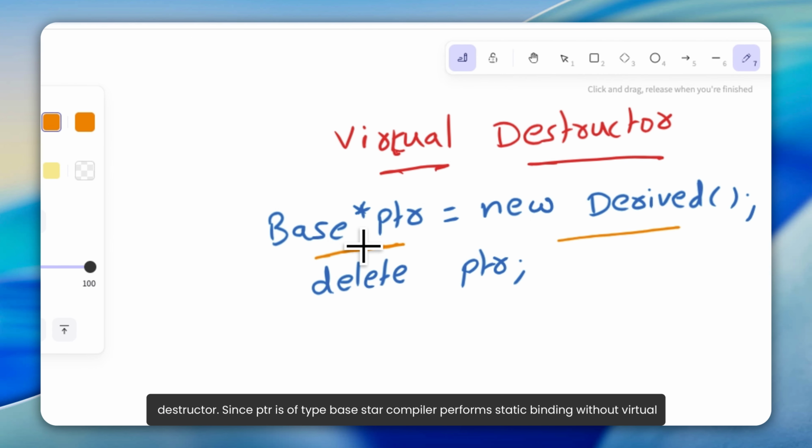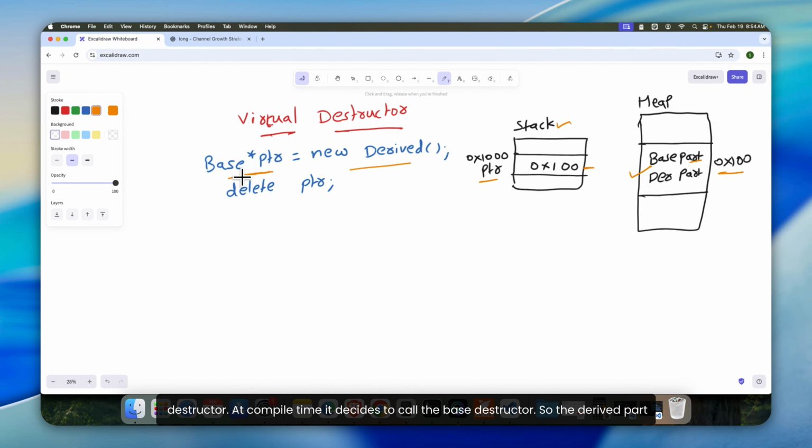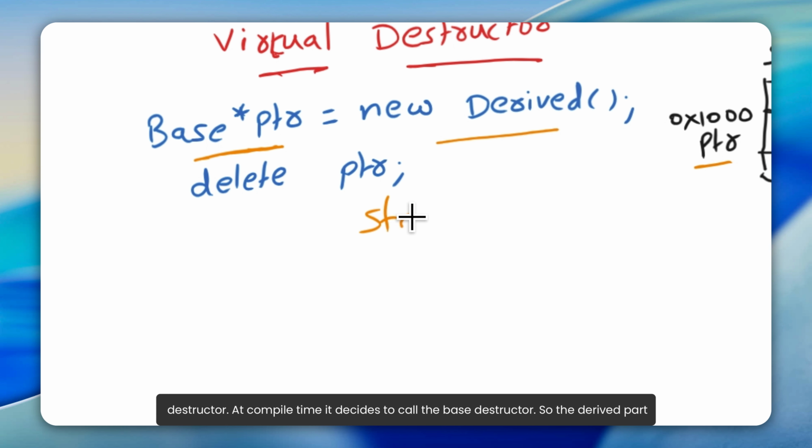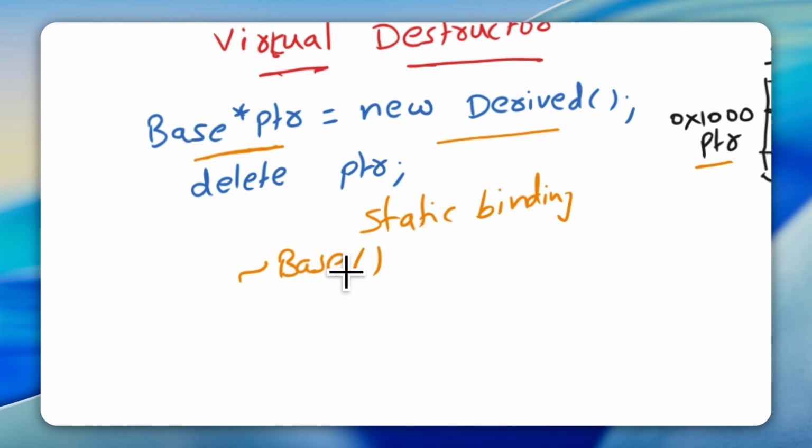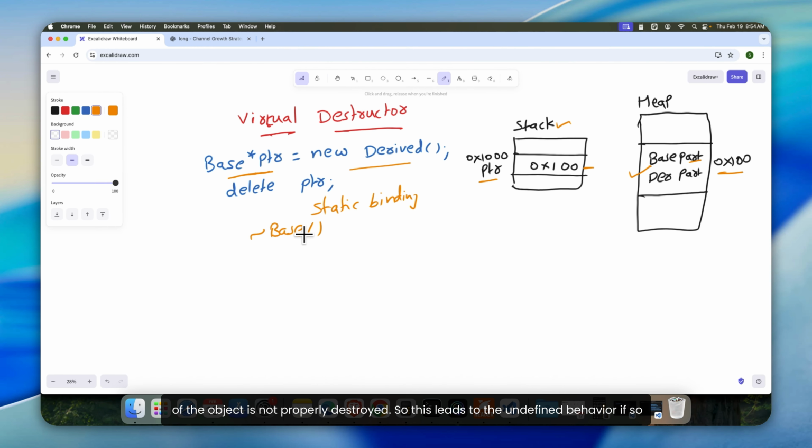Since ptr is of type base star, the compiler performs static binding without virtual destructor. At compile time, it decides to call the base destructor. So the derived part of the object is not properly destroyed. This leads to undefined behavior, especially if the derived class owns resources like dynamically allocated memory or file handles or sockets. Now, how do we fix this issue?